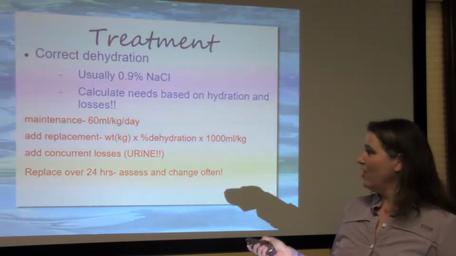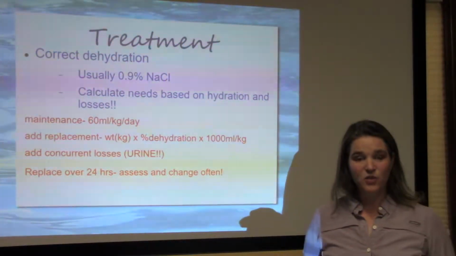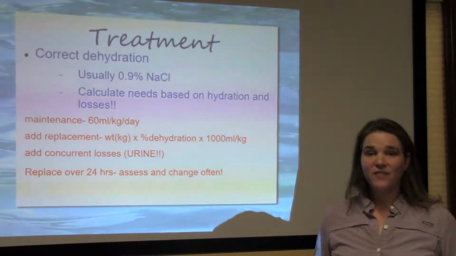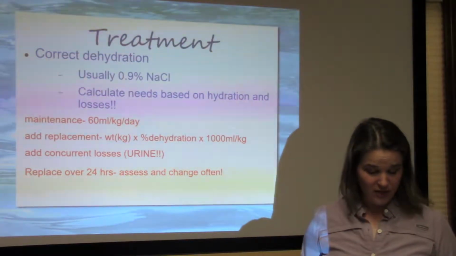So you add all of this together and replace it over 24 hours, but you have to assess your patient, check how much urine they're making. You have to make adjustments very, very frequently to get these guys hydrated.